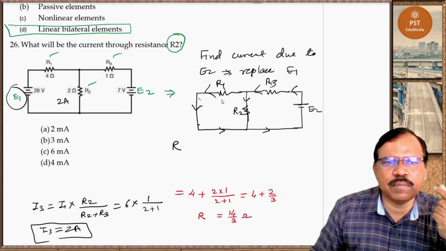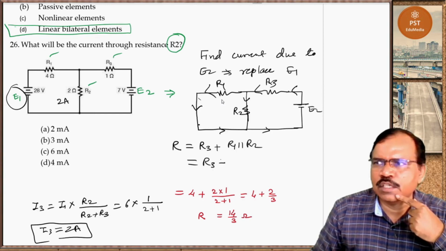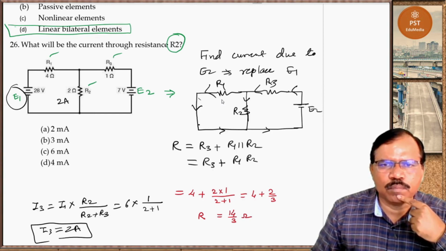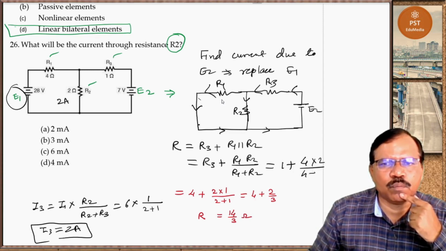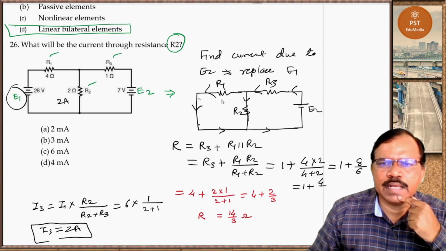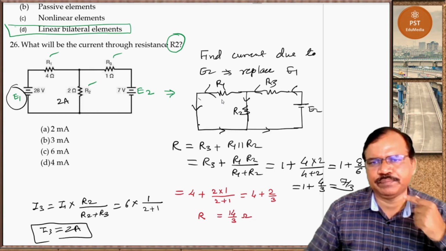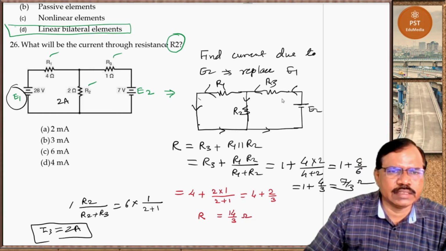So what is the resistance in the path? The resistance in the path is R3 plus R1 parallel R2. So it is R3 plus R1 R2 upon R1 plus R2. R3 is 1 ohm plus R1 R2, 4 into 2 upon 4 plus 2. So we will get 1 plus 8 by 6, so it is 1 plus 4 by 3, so it is 7 by 3 ohm. So here the resistance is 7 by 3 ohm.